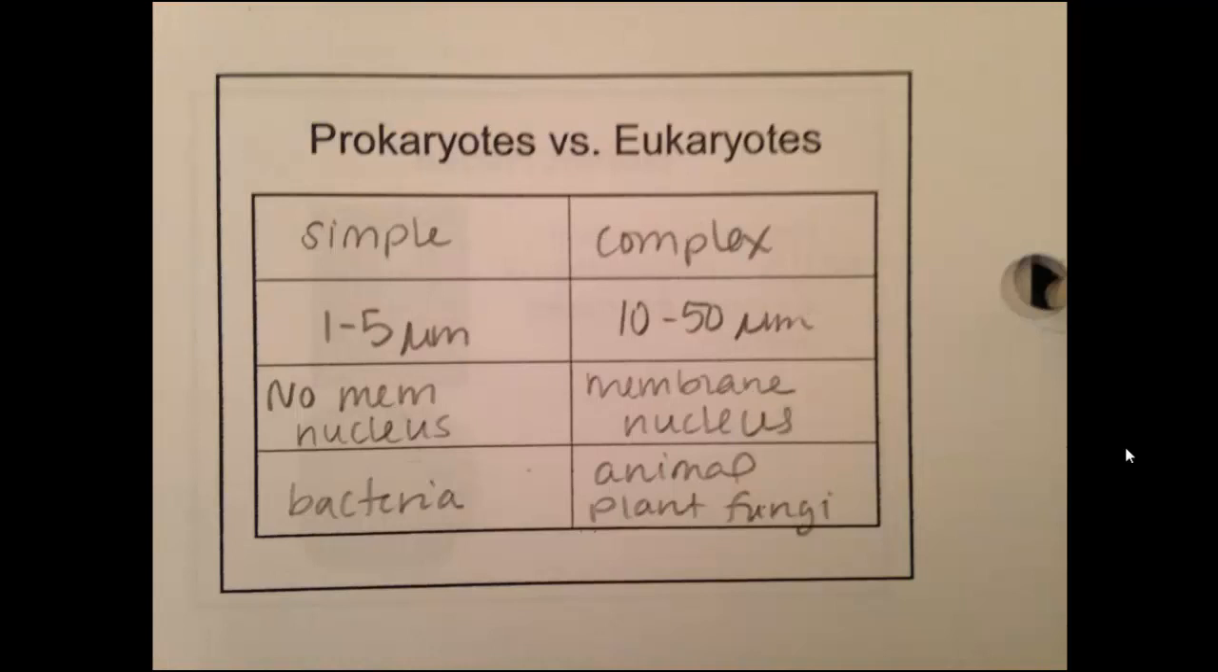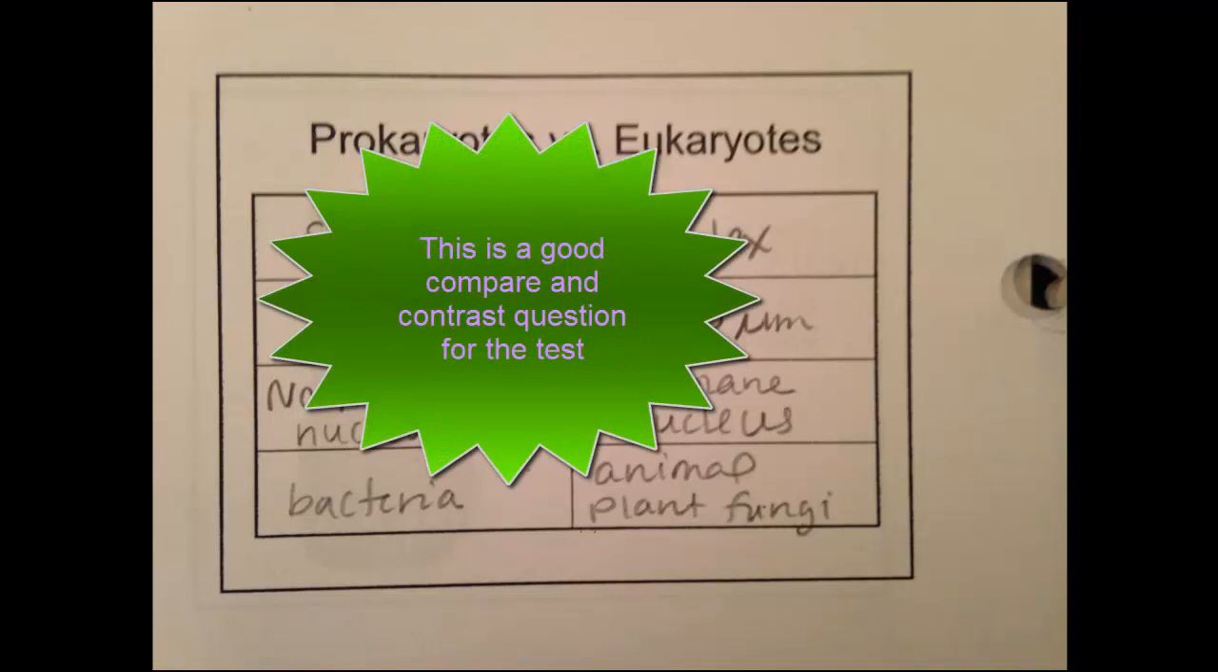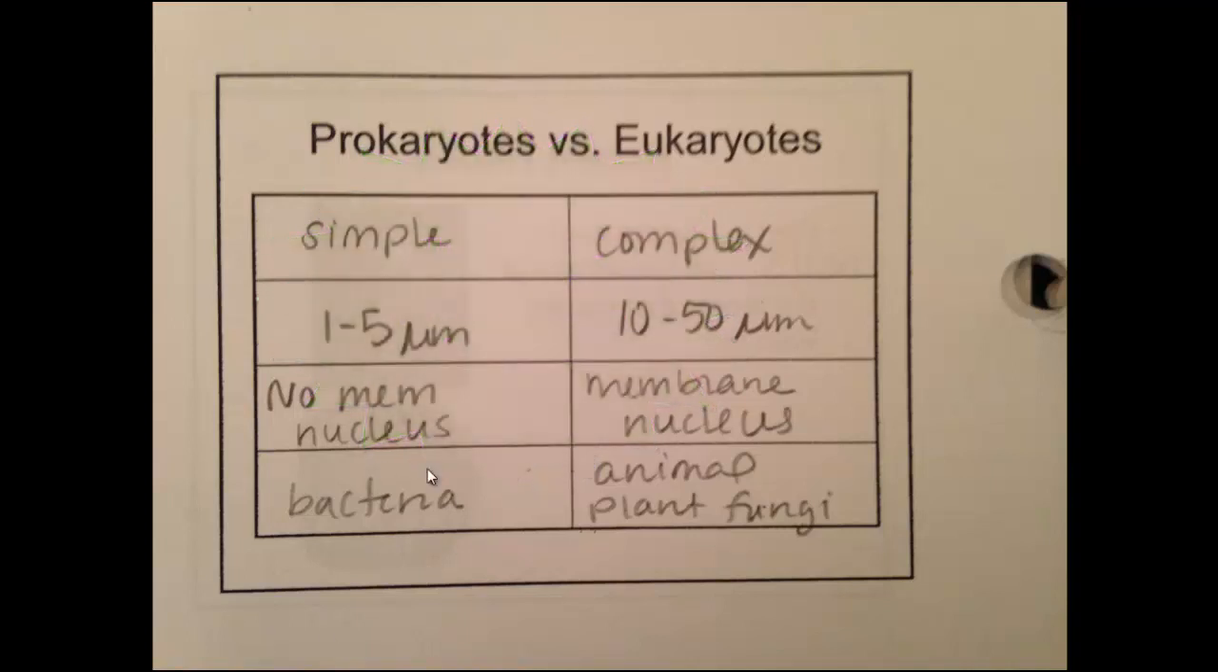We have two types of cells, prokaryotes versus eukaryotes. Over here are all the prokaryotic functions. They are simple. They are very, very small. They have no membrane-bound organelles. They have no nucleus, and it's usually something like bacteria. The eukaryotes then are more complex. They're a little bit larger. They do have a membrane and a nucleus contained in them, and these are going to be everything else: the plant, animal, and fungi cells.